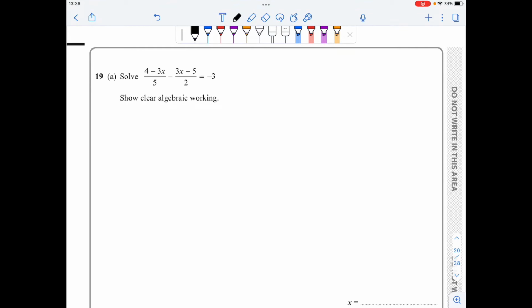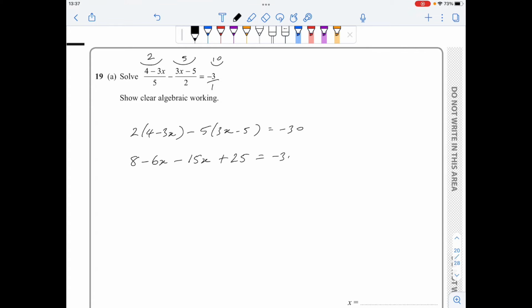For part A of question 19, the three denominators are 5, 2, and 1. The lowest common multiple is 10, so I'll multiply the first one by 2, second one by 5, third one by 10. So I've got 2 times 4 minus 3x minus 5 times 3x minus 5 is equal to minus 30. Note, I am keeping the brackets. There's a minus times a minus to be created, so be careful. 8 minus 6x minus 15x plus 25 is equal to minus 30.